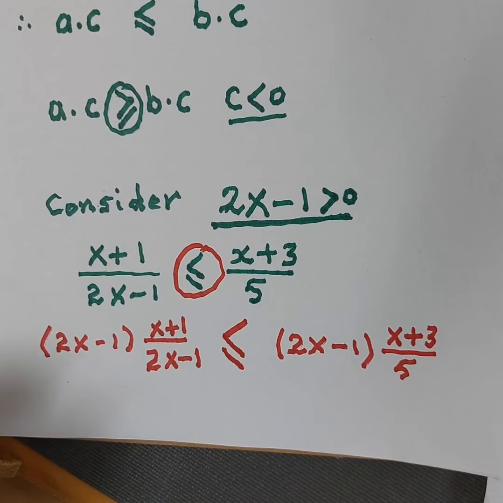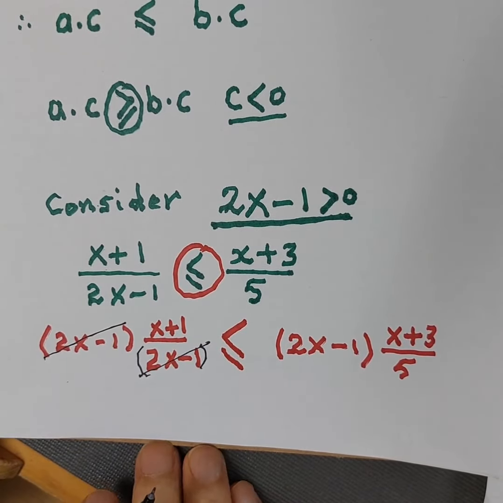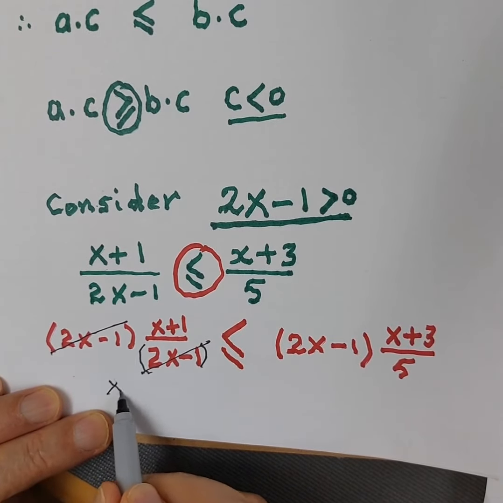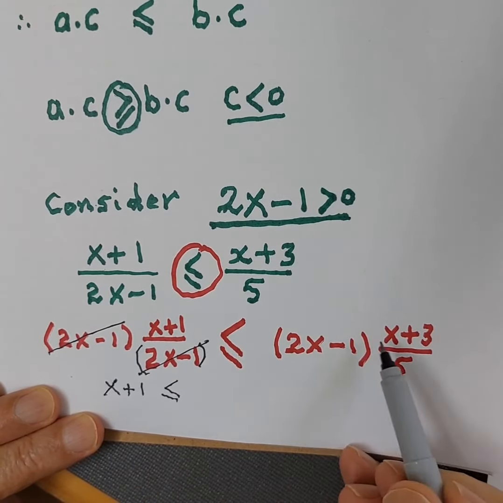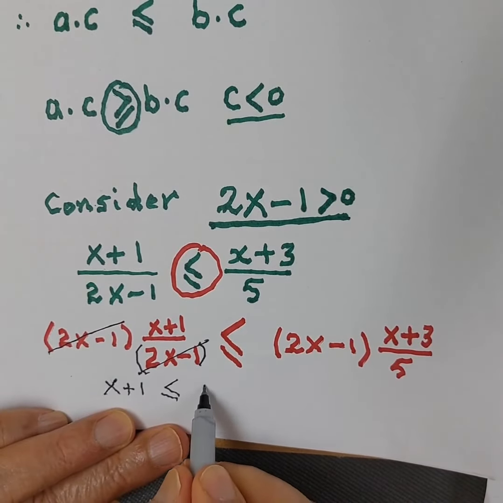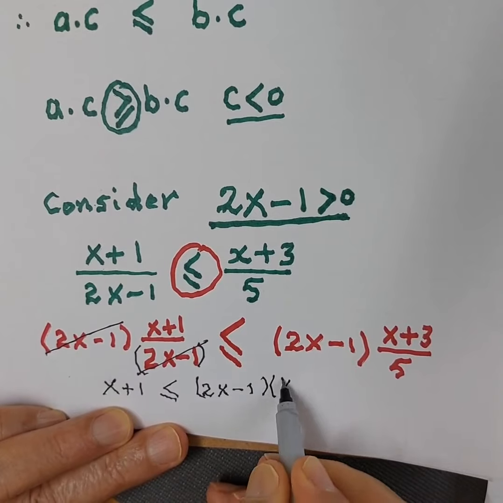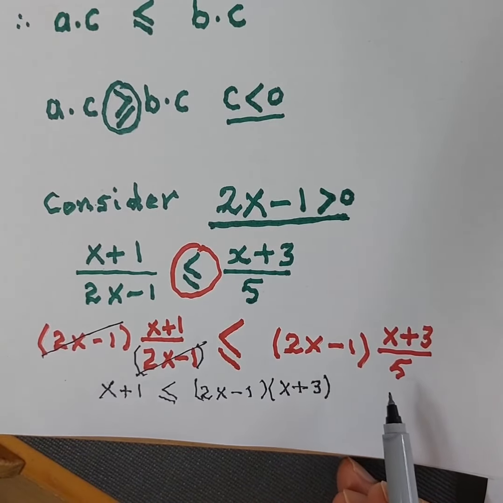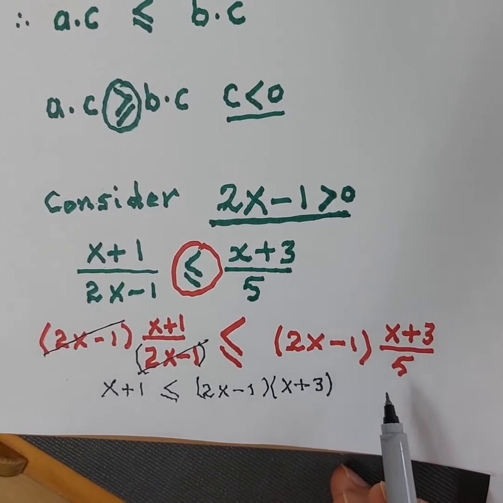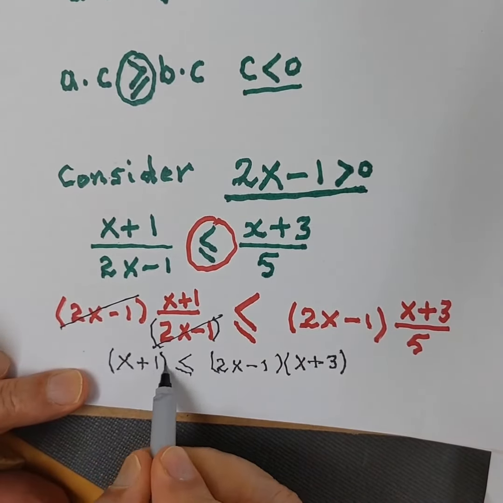Now we can do cancellation. 2x minus 1 here will be cancelled with 2x minus 1 and remain here just x plus 1. And the other side, there's now 2x minus 1 multiplied by x plus 3 divided by 5. Also, this number 5 in the bottom, we can eliminate it by multiplying both sides of the inequality by 5. Here, by multiplying by 5, it will be cancelled from here, and here we will have 5.